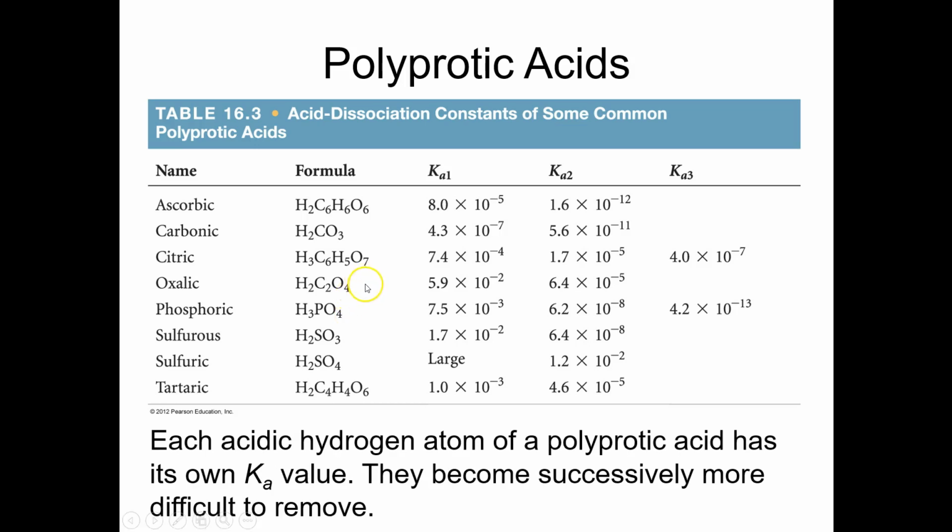What you'll notice about these is that they are different from each other. No 2 Ks for the same polyprotic acid are the same. They keep getting smaller. So each acidic hydrogen atom of a polyprotic acid has its own Ka value. And they keep getting smaller, which means that those hydrogens become more and more successively difficult to remove. The second ionization is a weaker equilibrium than the first, and the third ionization is a smaller equilibrium than the second.